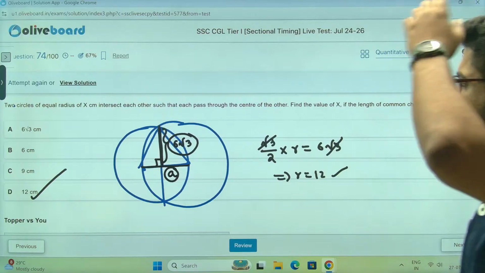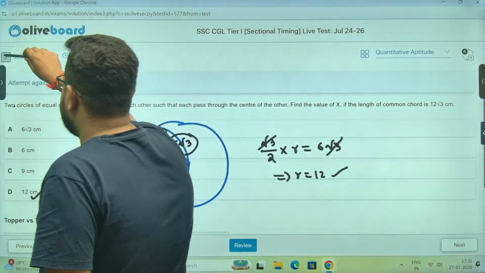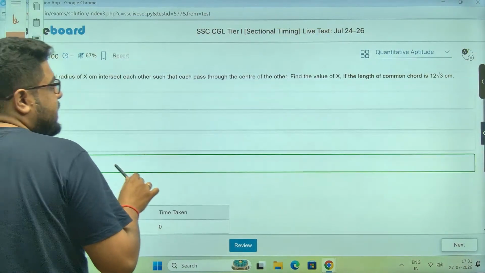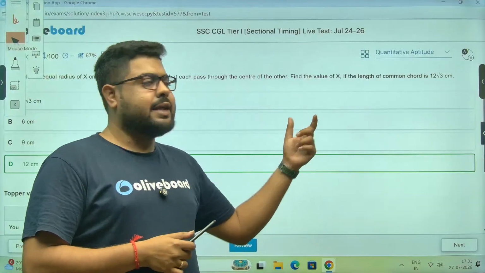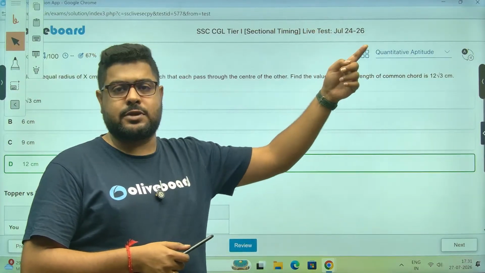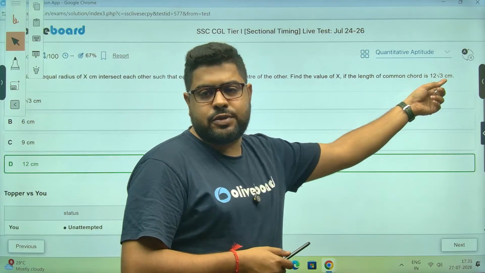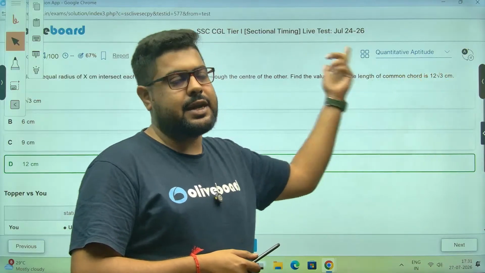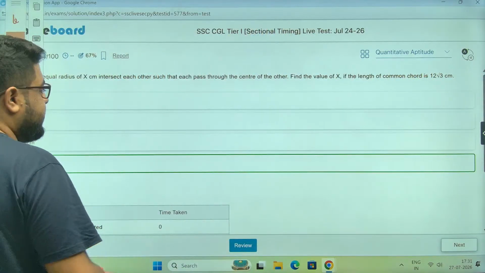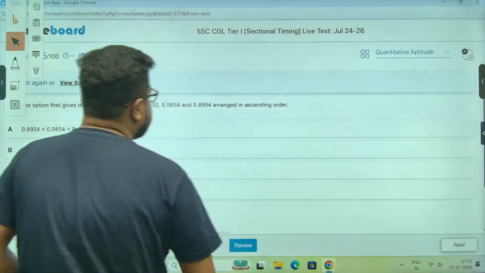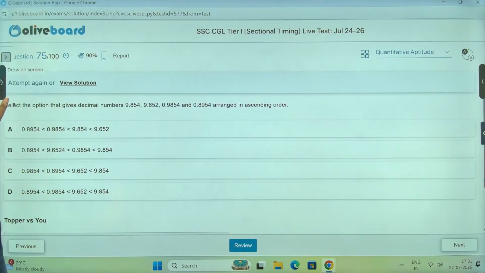You can use this as a direct formula as well. If R is the radius, the common chord length is R root 3. So R root 3 is 12 root 3, R root 3 cancels, R is 12. Clear, everyone? Next and the last one.